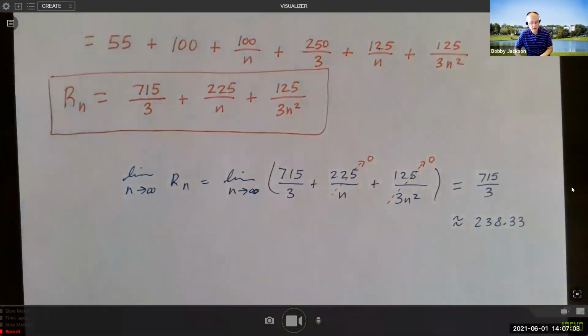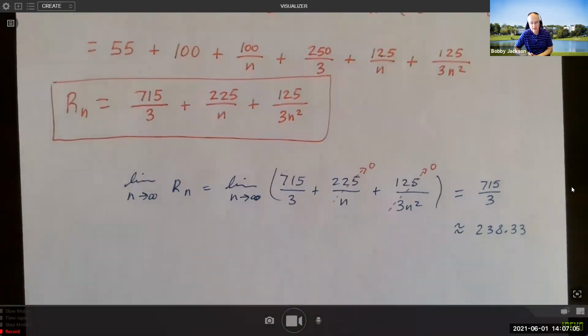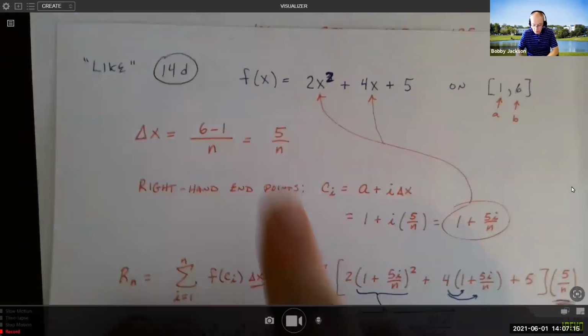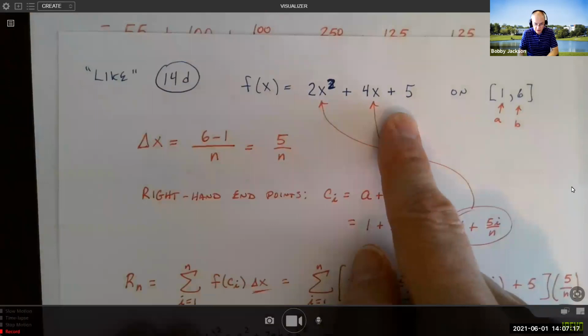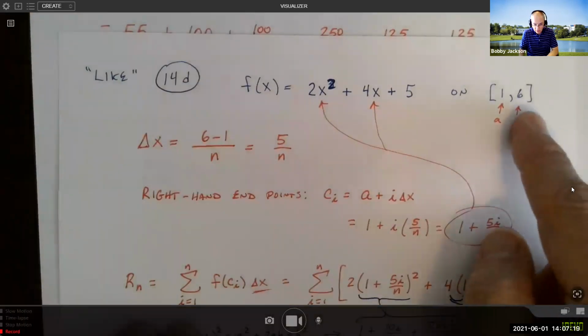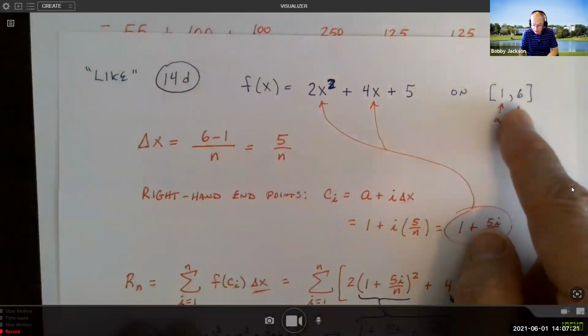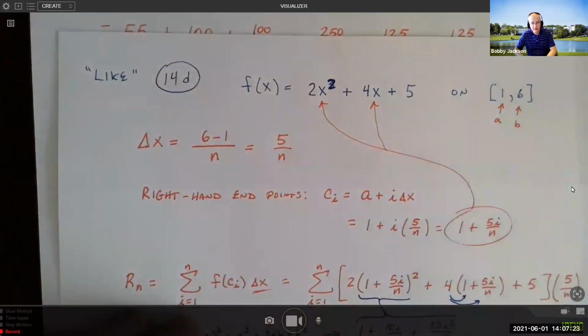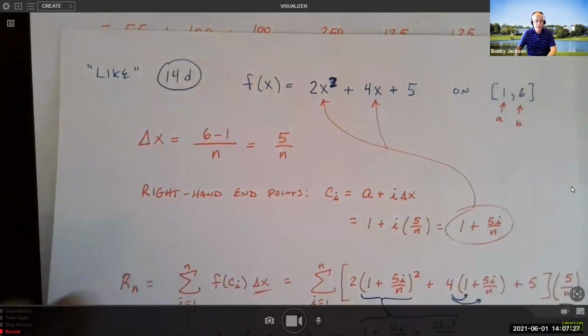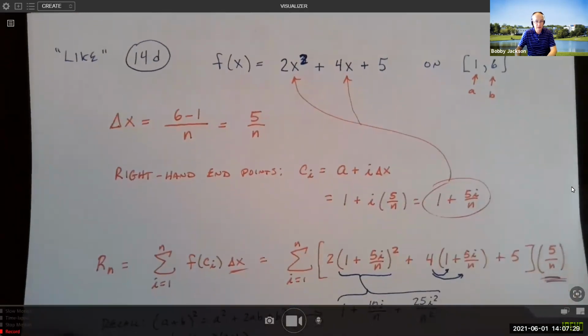So this is going to be important as we go later on. We're going to see this is basically what we call the definite integral of the function that we started with, which was 2x squared plus 4x plus 5 from 1 to 6, we'll say, right? So we'll be defining something called the definite integral, and it's the same problem. So you'll get plenty of practice with these problems.